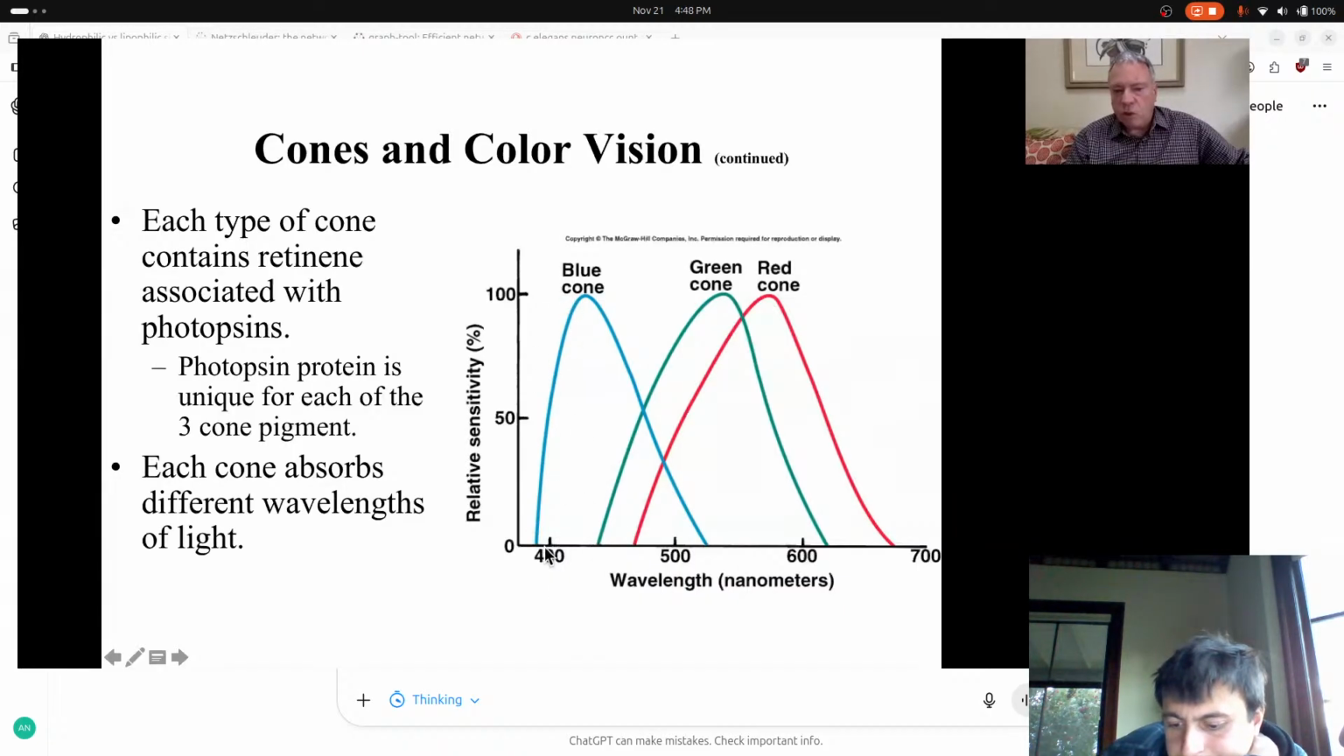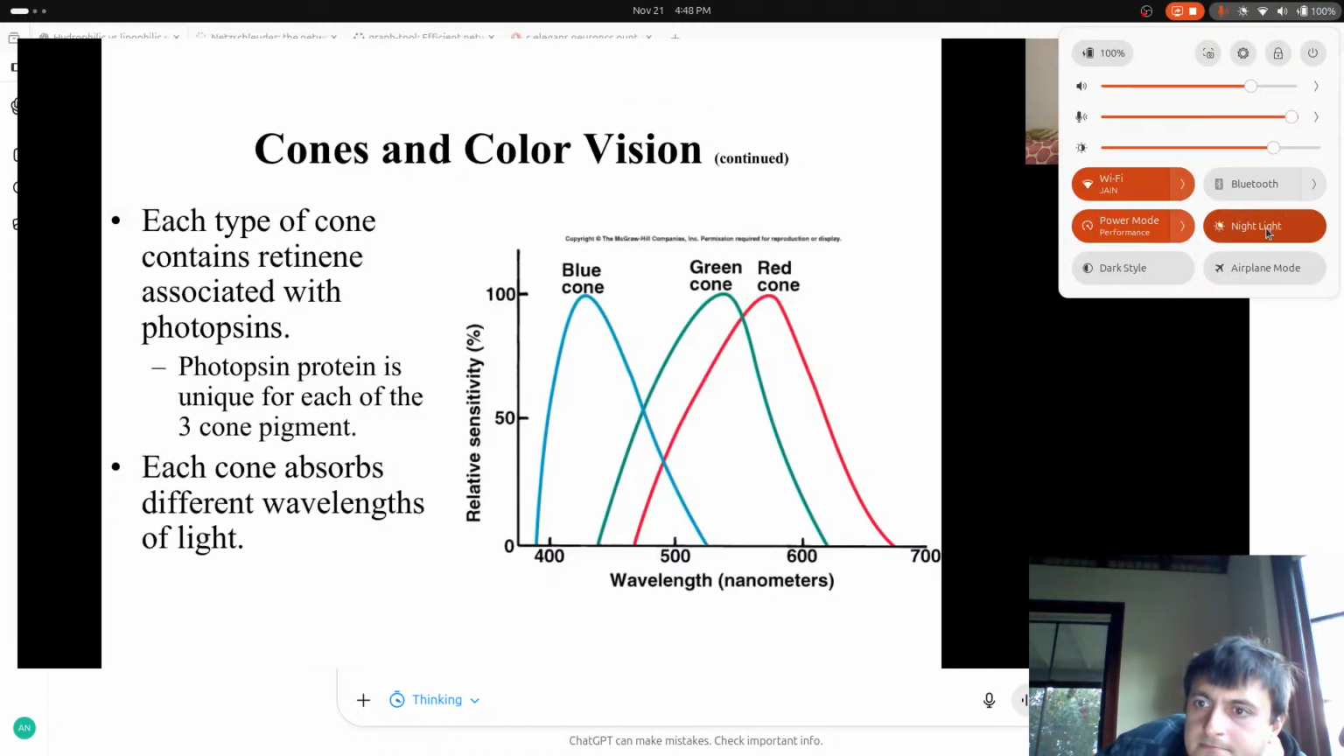So out here in this range, you're only stimulating these cones. Here, you're stimulating both these cones a lot and these cones a little bit. Here, you're stimulating all three of them, but to different degrees. Here, you're just stimulating greens and reds, then here, just reds. And so your brain is taking all that information about which cones are being stimulated and how strongly, processing that together and giving you the perception of different colors. Brain is amazing. What can we say?